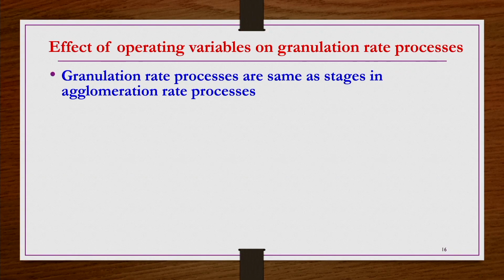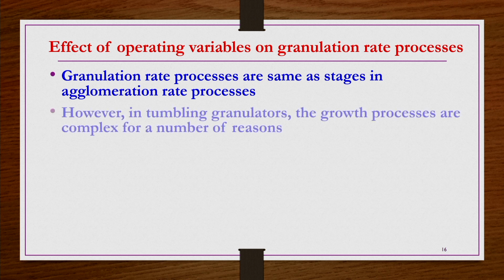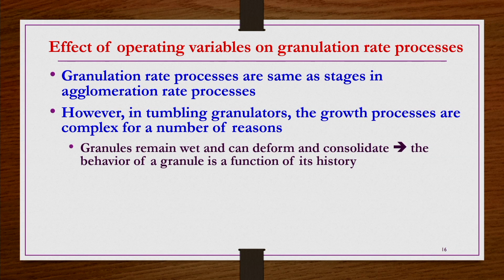In general these granulation rate processes are the same as the stages in agglomeration rate processes that we have already discussed. However, in tumbling granulators the growth processes are complex for a number of reasons. Why are they complex? We see a few of the reasons. First of all, granules remain wet and they can deform and consolidate. What does it mean? The behavior of a granule is a function of its history. Whether it is wet or deformed or consolidating, or how much it has been wet, all those things are going to influence the final granulation process.